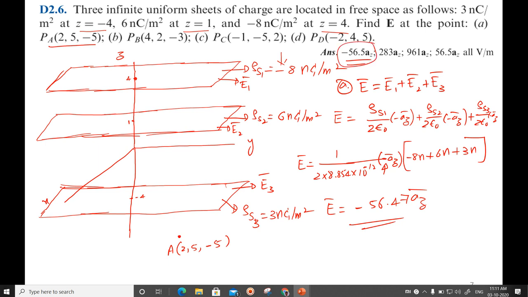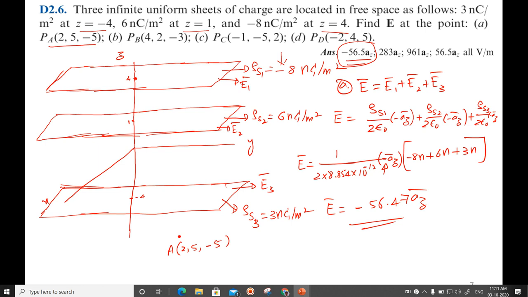We will move to the second problem, part B. I will not solve all the four. Part B and part C I will do; part D I will leave to you people. Part B, let me take it. First, I will try to locate the point. The same diagram, but the point is different. B of 4, 2, minus 3. Here x is plus 4, y is plus 2, and z is minus 3.